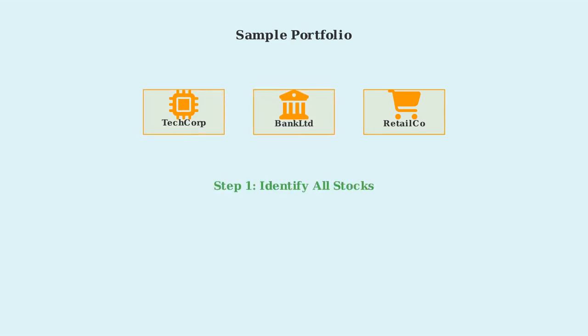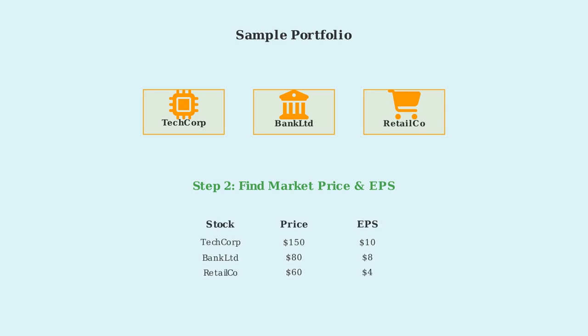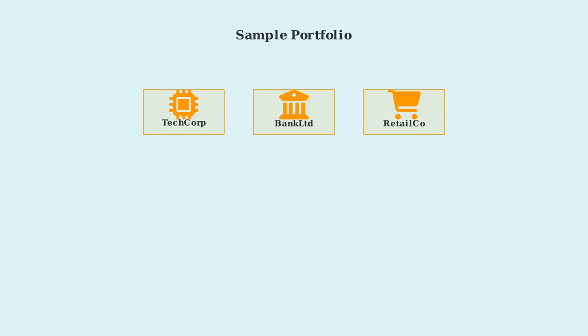Now let's walk through the step-by-step process of calculating your portfolio's PE ratio using a practical example. Step 1. Identify all stocks in your portfolio. Here we have 3 stocks: TechCorp, Bank Limited, and Retail Co. Step 2. Find the current market price and trailing 12-month earnings per share for each stock. This data is available from financial websites and your broker.